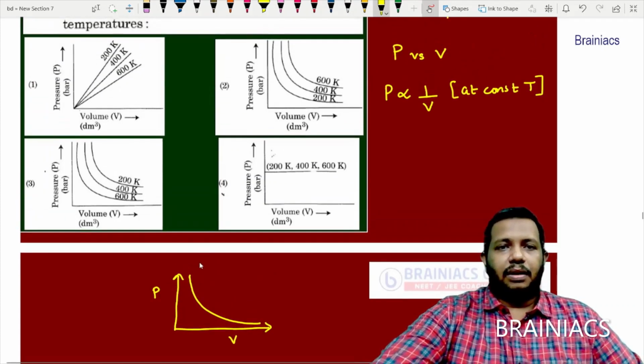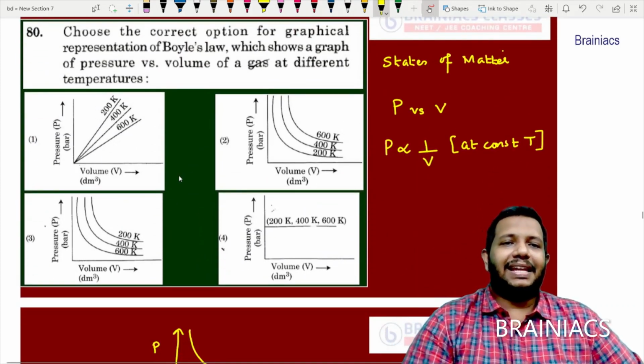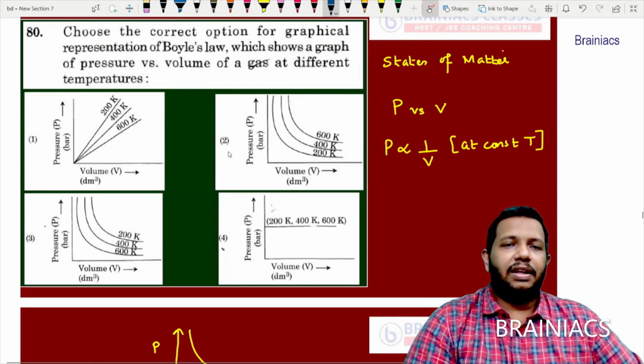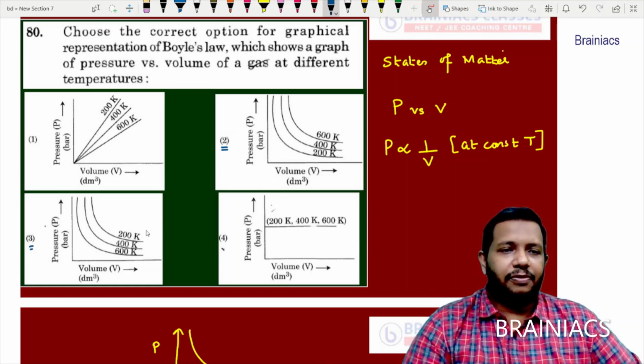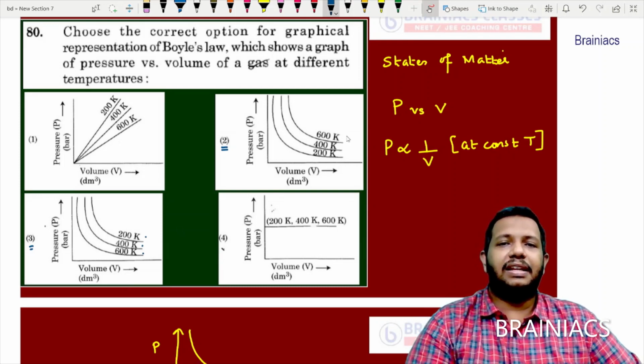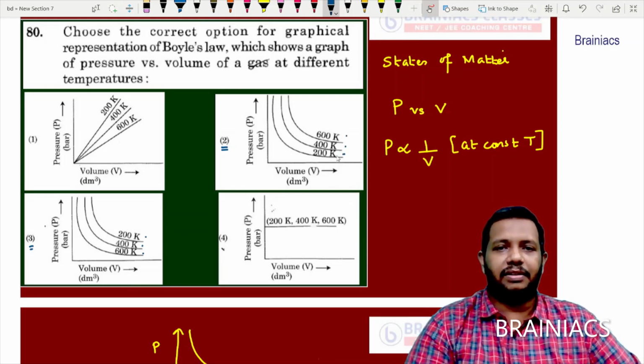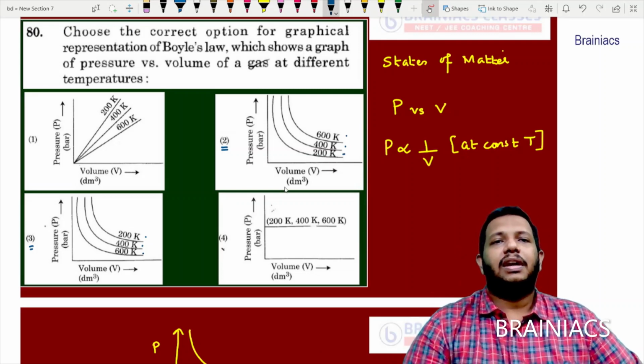Now we know that from the options only 3 and 2 look like that. Now how do we identify between these? The first graph is given at 200 Kelvin, then 400 Kelvin and 600 Kelvin, but here they are telling it is 600 Kelvin, this is 400 Kelvin and this is 200 Kelvin. So how to do this? I will tell you a shortcut.